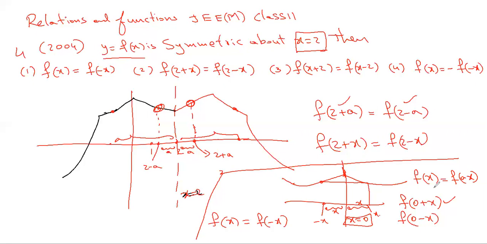Actually, the definition is coming from symmetricity of a graph with respect to a vertical line. For any vertical line, if the graph is symmetric about the vertical line x is equal to a, then f of a plus x should be equal to f of a minus x. If the graph is symmetric about the vertical line x is equal to 0, then that is called an even function. That's why the condition is written as 0 plus x is equal to 0 minus x.